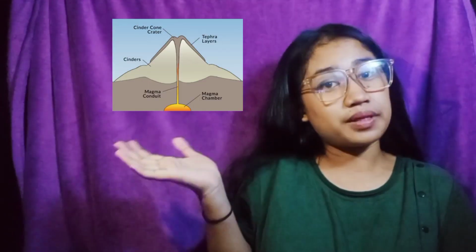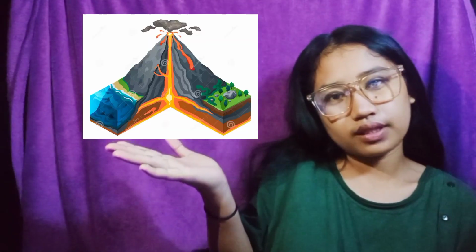Like this picture. Okay. For group composite, the description of composite volcanoes is very tall, symmetrical shape, with steep sides, sometimes rising 10,000 feet high. Like this picture. It is a very high volcano.